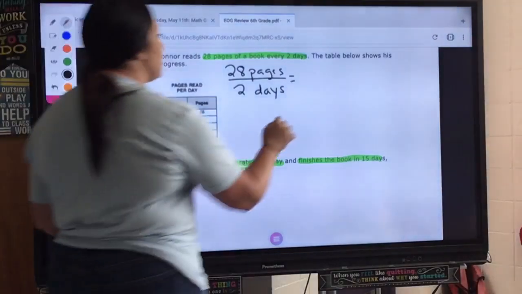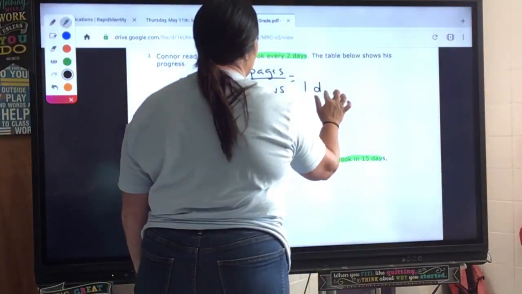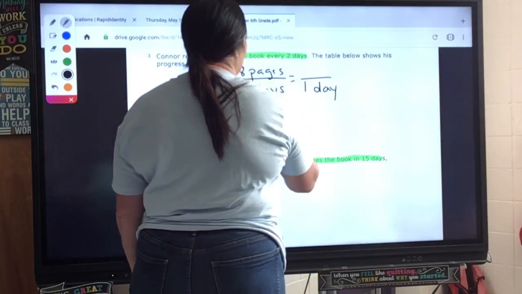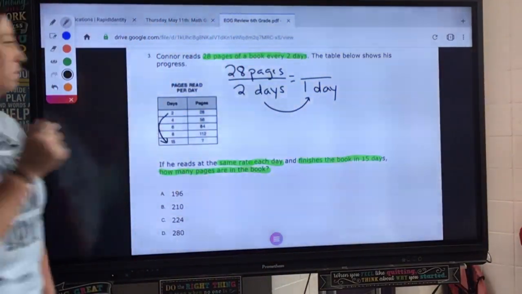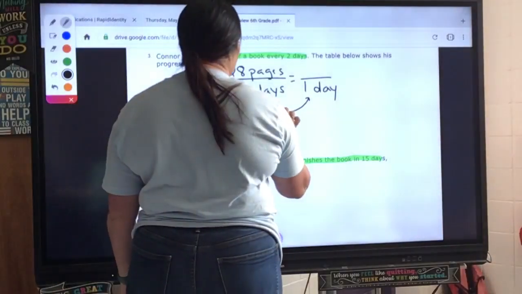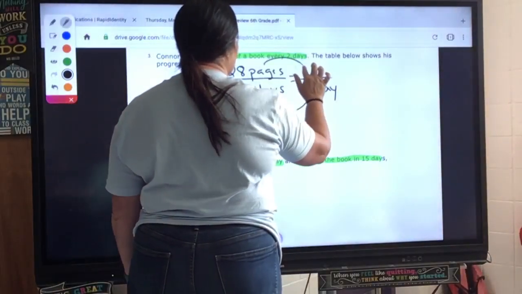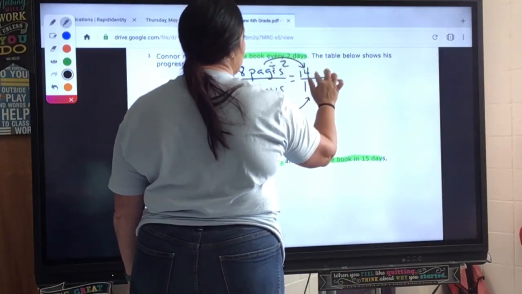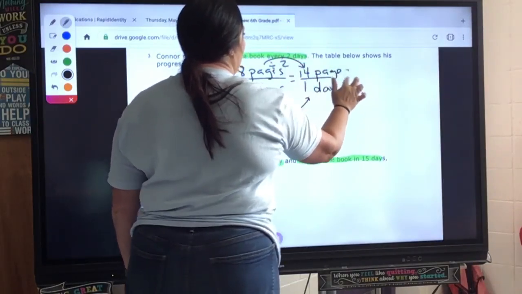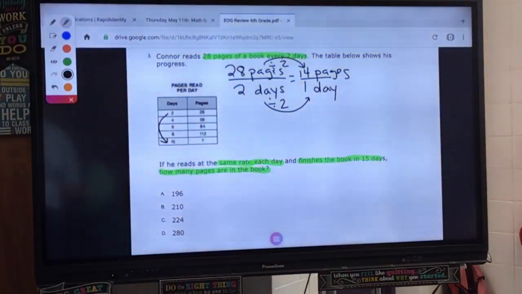Okay, so if I wanted to find the unit rate, I gotta set it to 1 day. How do I go from 2 to 1? Divide by 2. So if I divide the bottom by 2, what do I have to do at the top? Divide by 2. So 14 pages in 1 day. Now, how do I use that ratio, 14 to 1, to help me figure out how many pages are in the entire book?